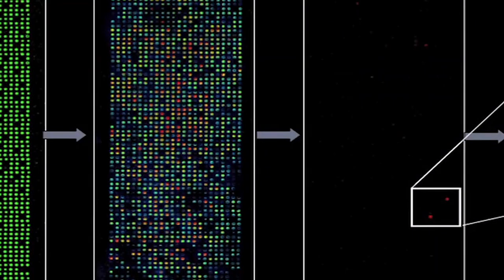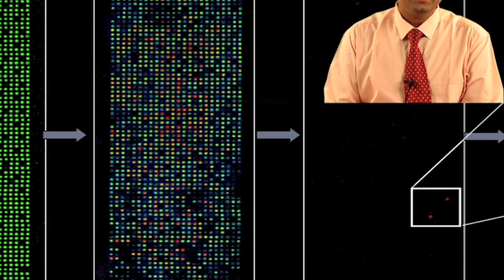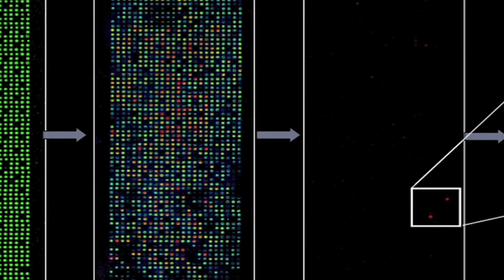This is an overview of the quality control checks that one has to perform during the whole NAPPA procedure. Before you use these printed arrays for testing any biological questions, you need to ensure that DNA is properly printed, which is shown on the left side with picogreen stain. Next to that is protein expression by using anti-GST antibody and protein specific expression by using anti-P53 antibody.